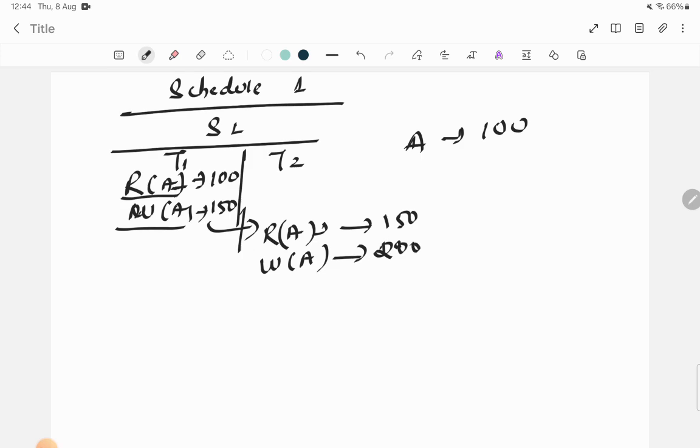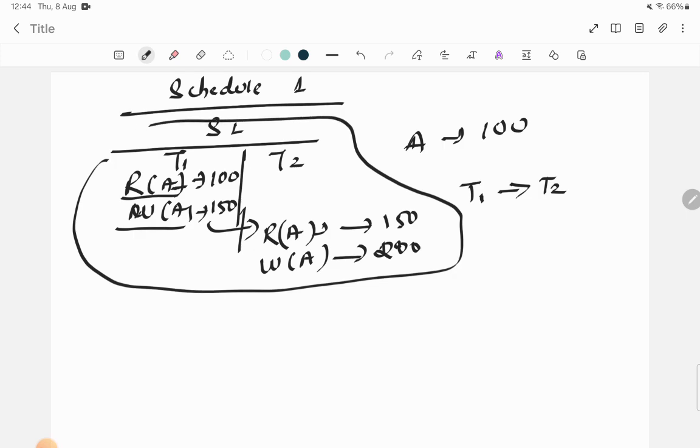Okay, so what is happening in this? First of all T1 is occurring and after that only T2 is occurring. So there is no conflict. It's very easy. Very smoothly it is going.